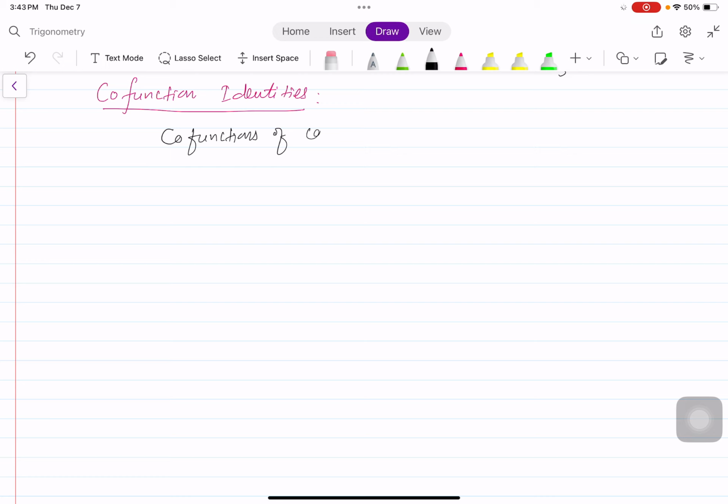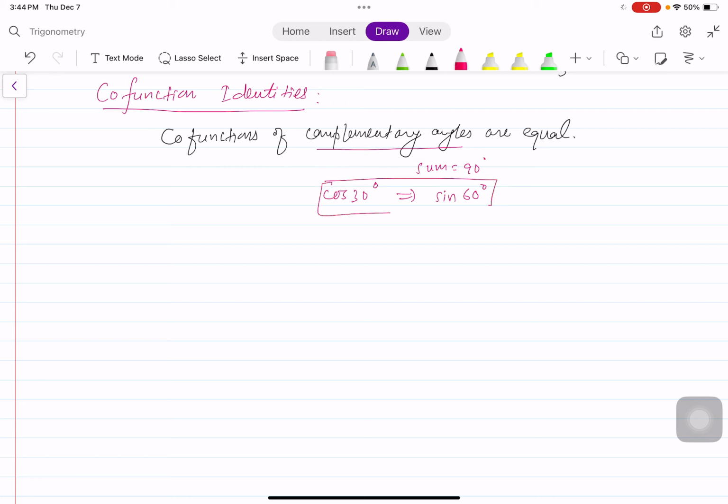So the statement: co-functions of complementary angles are equal. What does this mean? First of all, what are complementary angles? The sum equals 90 degrees. For example, if you know cosine 30 degrees, what is the angle complementary to 30? It is 60, right? So you also know sine 60 degrees. They will be equal. This is their meaning.